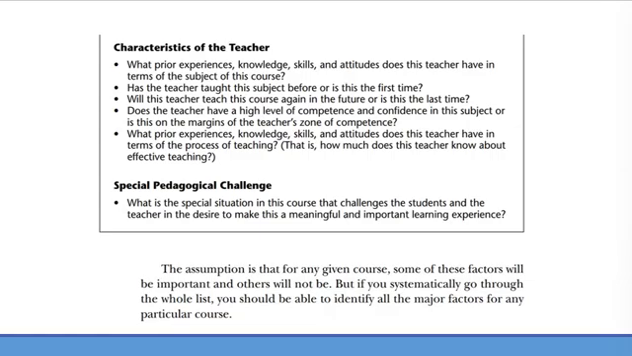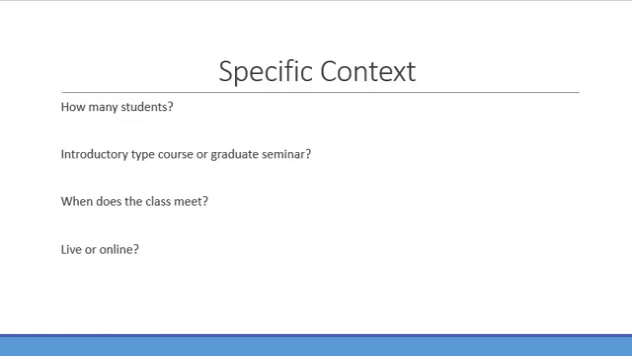Okay, I assume you've had a chance to review those. Now, the assumption is that for any given course, some of these factors will be important and others will not be. But if you systematically go through the whole list, you should be able to identify all the major factors for any particular course. Next, specific context.